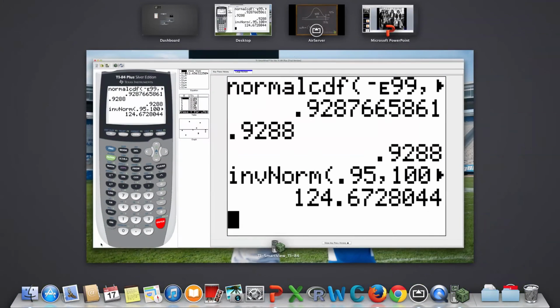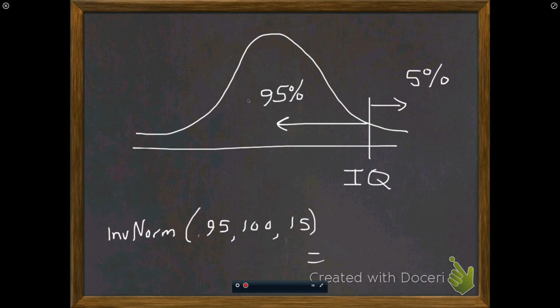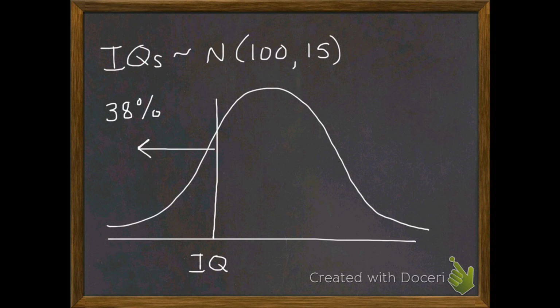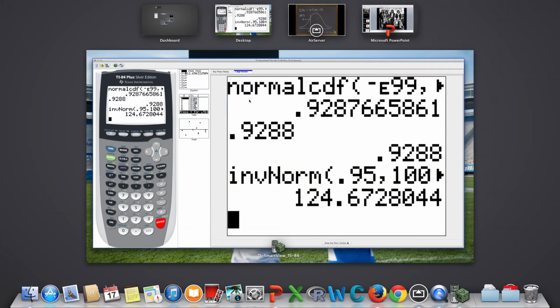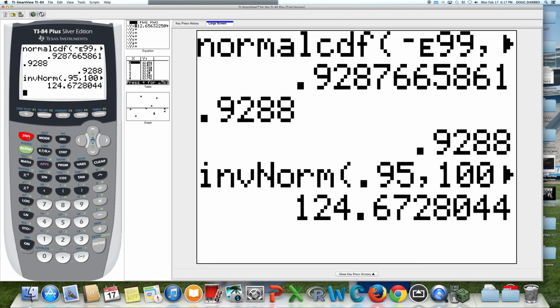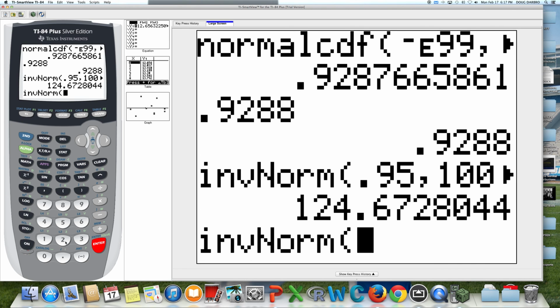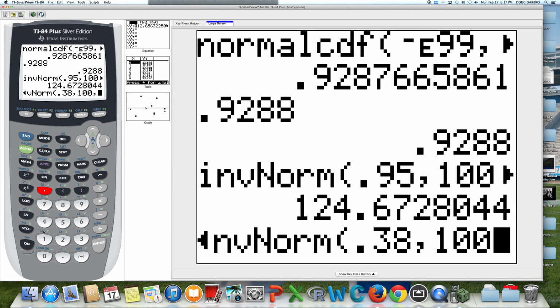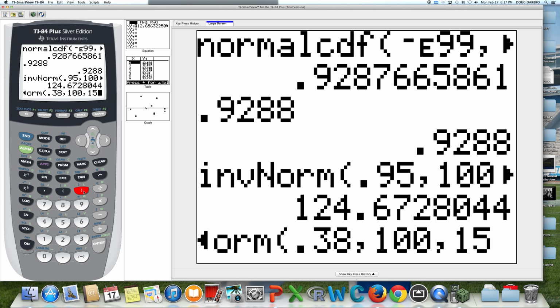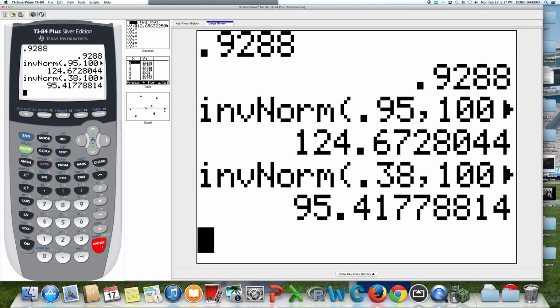Now, the problem that I did before, let's go back a screen. What if we wanted to find the IQ that had 38% of the scores below it? Well, that's much easier because we can just go directly to our key. Don't have to subtract from 100 because we want the percent below, and that's what the calculator wants anyway. And hit enter.